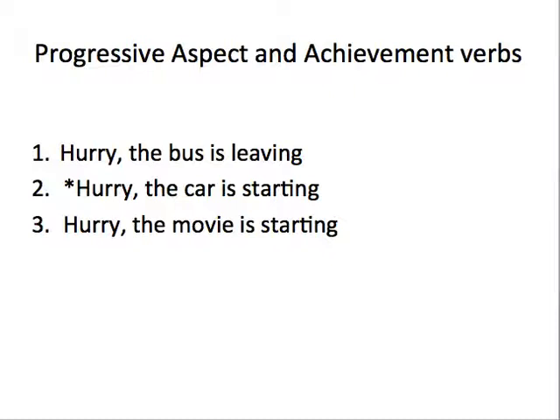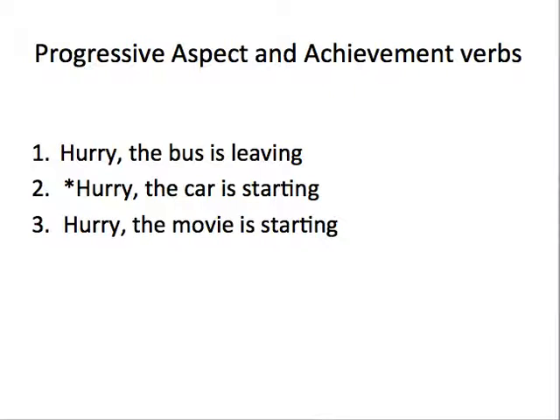So, hurry, the bus is leaving. It may be the bus to Columbus, or it's leaving when maybe the driver gets in and starts the bus and people standing on the sidewalk all start getting on, etc., etc. And similarly for 3, hurry, the movie is starting. We know that movies take a couple of minutes to start, i.e. they have credits at the beginning, which often you can miss.